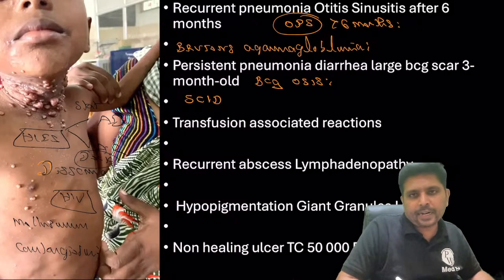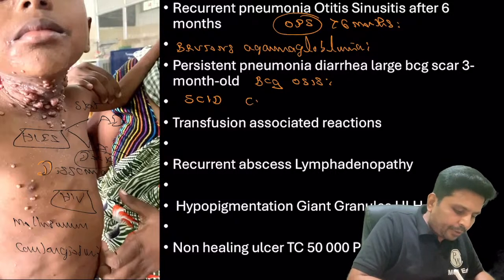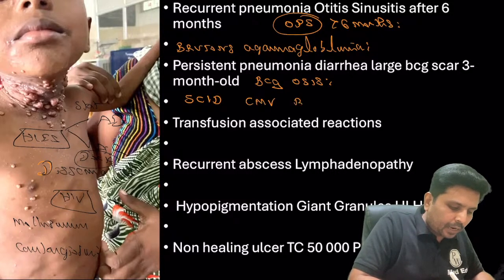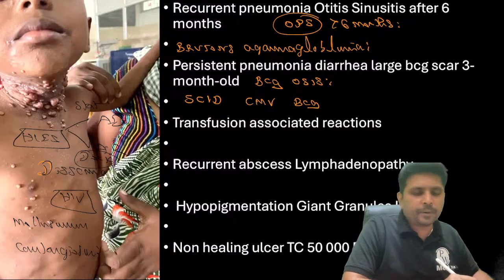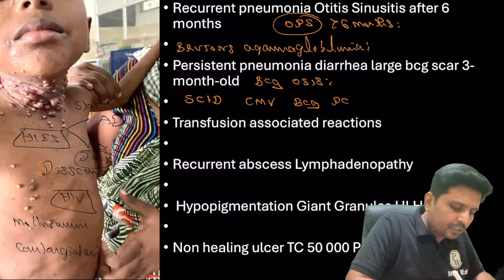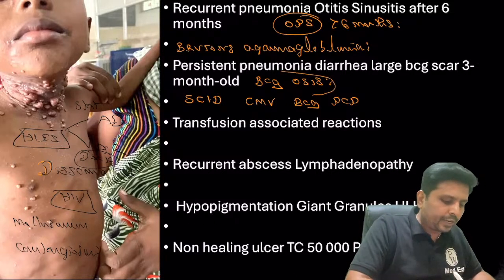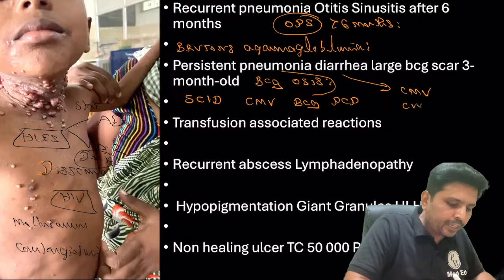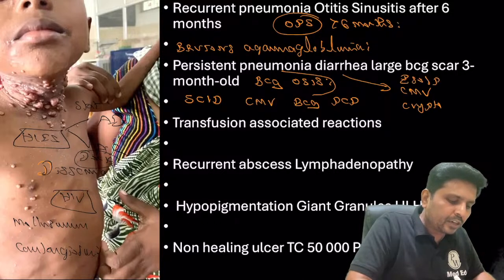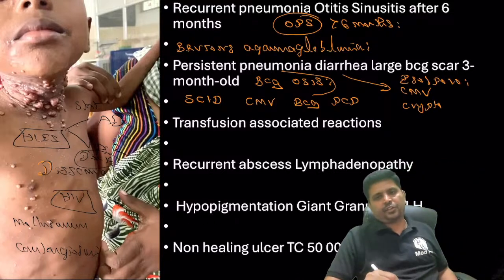Persistent pneumonia or diarrhea. Pneumonia can be due to cytomegalovirus, the BCG that is given by you, or pneumocystis carinii pneumonia. Whereas diarrhea, which one? Diarrhea can be due to cytomegalovirus, cryptosporidium, or isospora. These are all opportunistic infections.